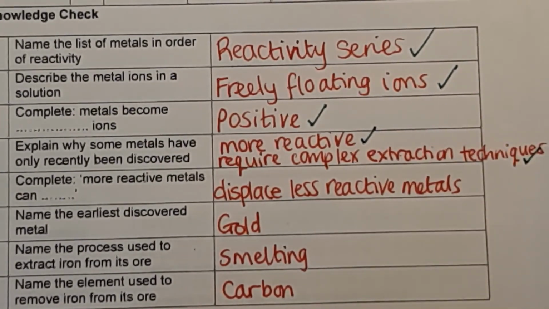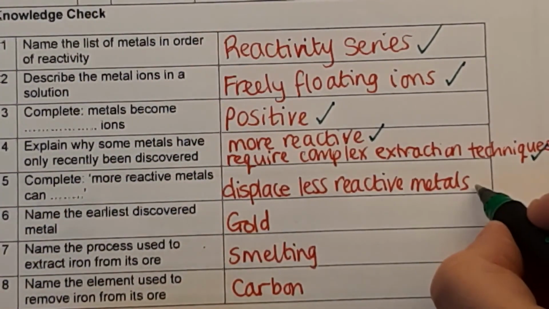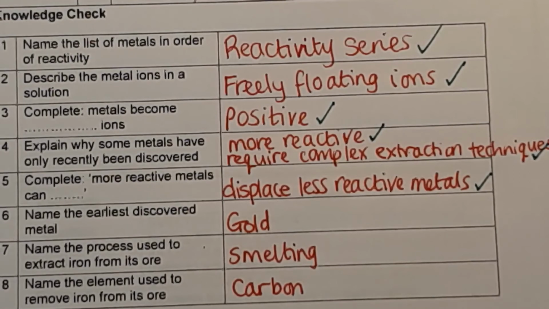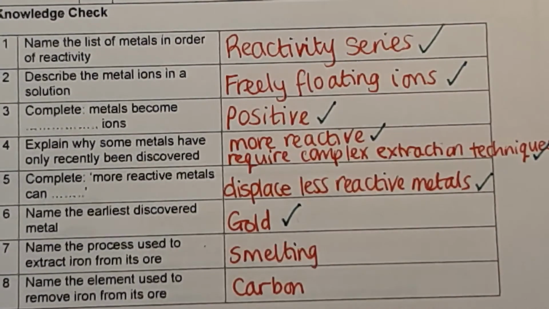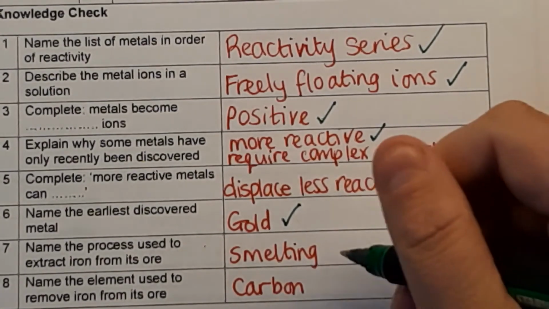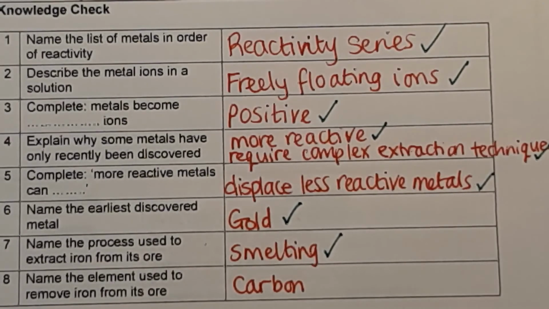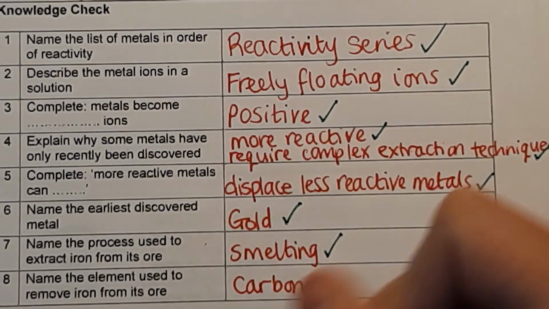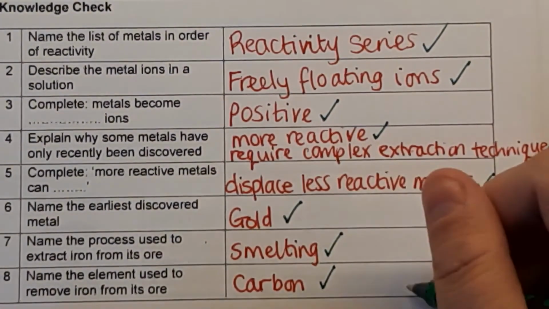Question 5, complete. More reactive metals, well, they displace less reactive metals. Question 6, name the earliest discovered metal, that would be gold. Question 7, name the process used to extract iron from its ore, smelting. Question 8, name the element used to remove iron from its ore, carbon. So give yourself a mark out of 8, please.